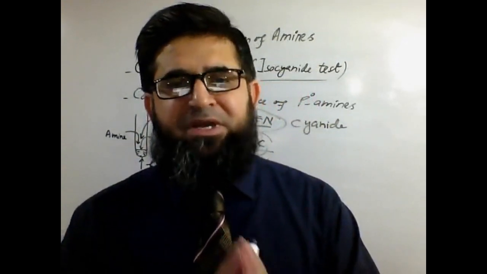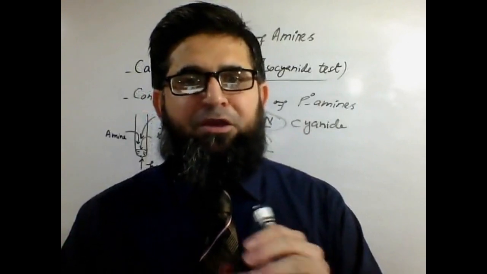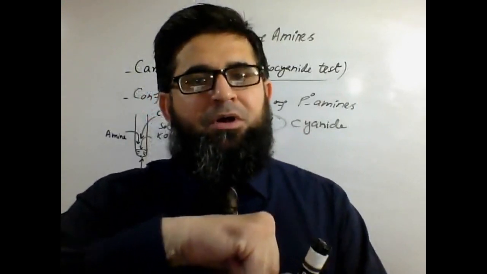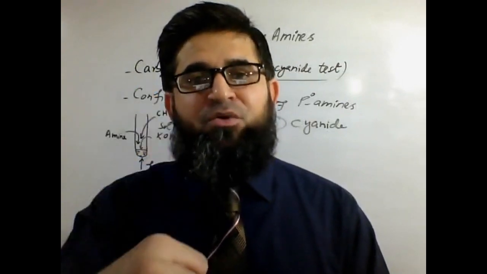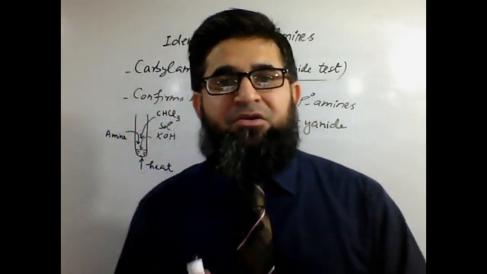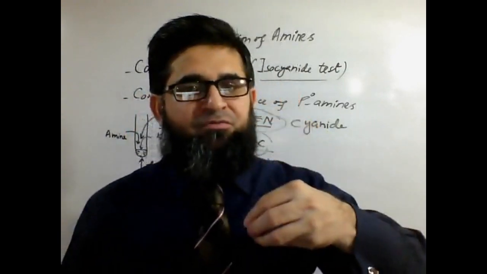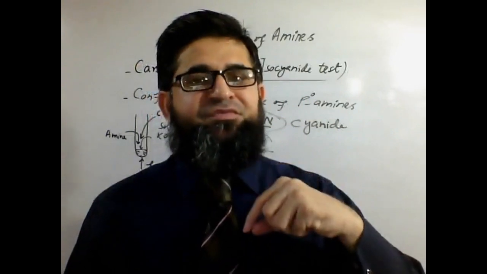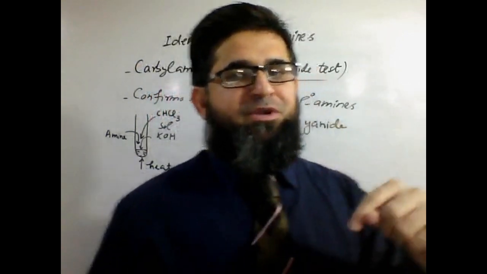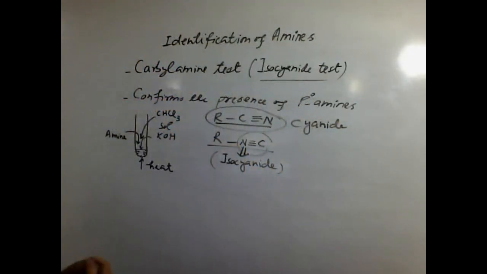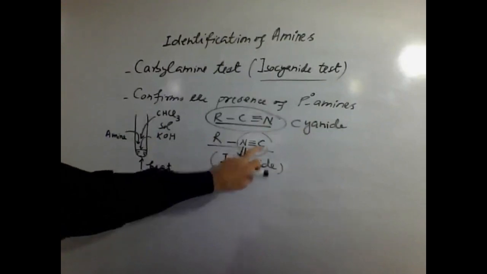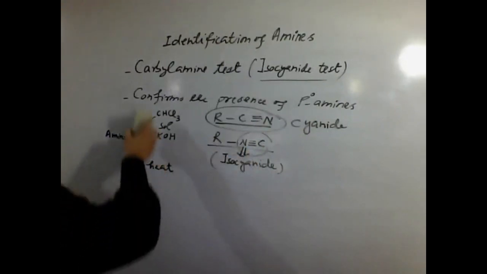So what is the mechanism behind this reaction? How is an amine converted into an isocyanide? What is the role of potassium hydroxide in this reaction, and what is the role of chloroform? Why are we using chloroform in this specific reaction? This is what I'm going to explain to you in a mechanistic way, so that you can have an idea about the usage of these two components with the added amine to produce the product in the form of an isocyanide.